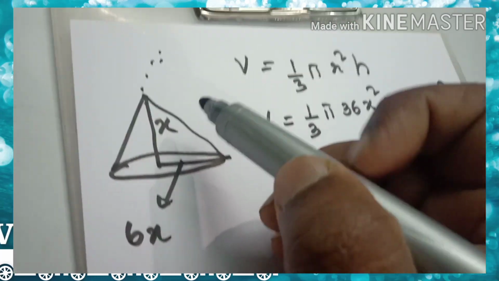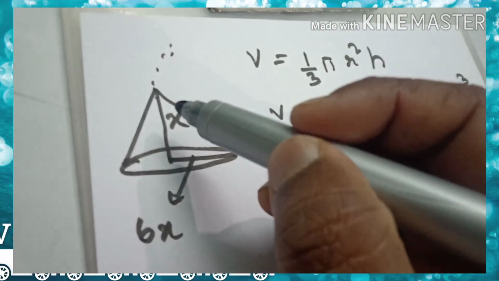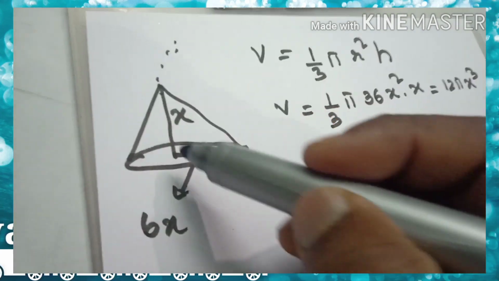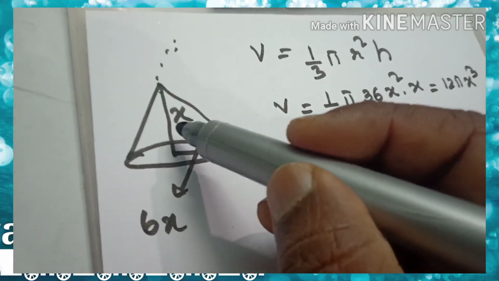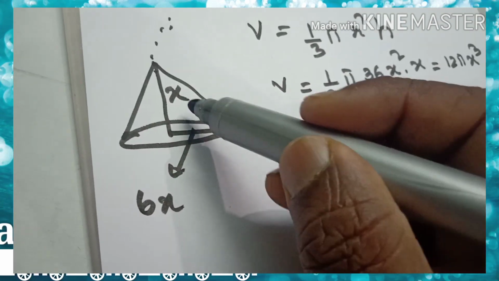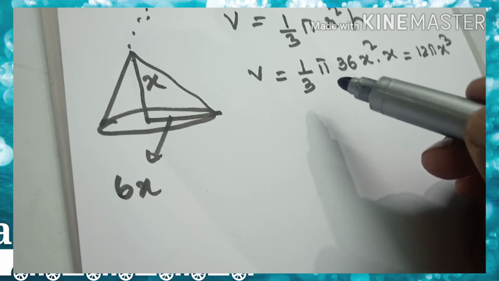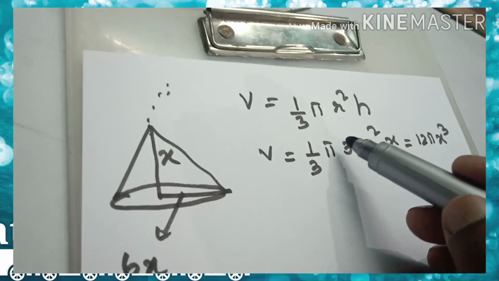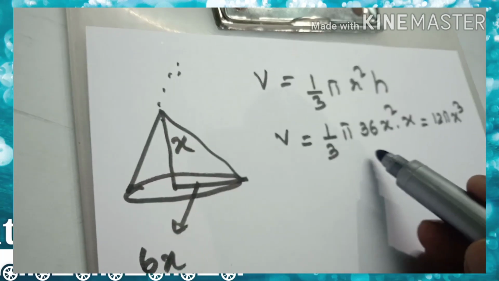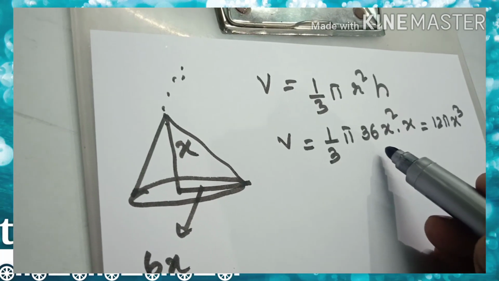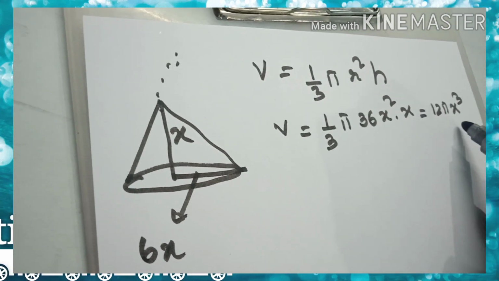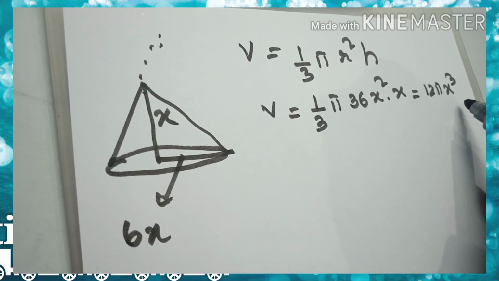So according to the question, it is given that a conical heap is produced when sand is poured from the top. Relation between the height and the radius is, if height is x, then the radius will be 6x. That means the radius is 6 times the height. So we know the volume of the cone is given by the formula 1/3 pi r square h. So 1/3 pi, and r is 6x, so 36x square, and height is x. So on simplifying we get 12 pi x cube.